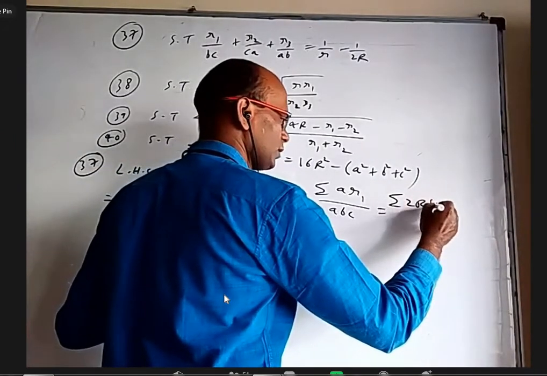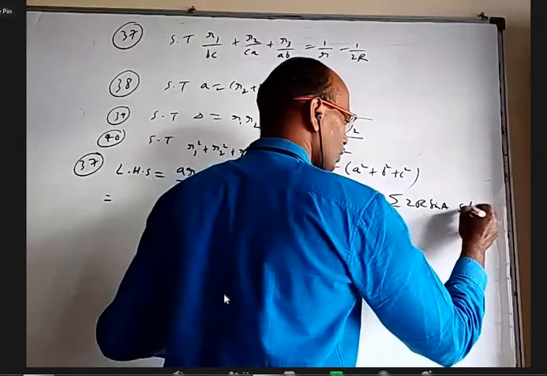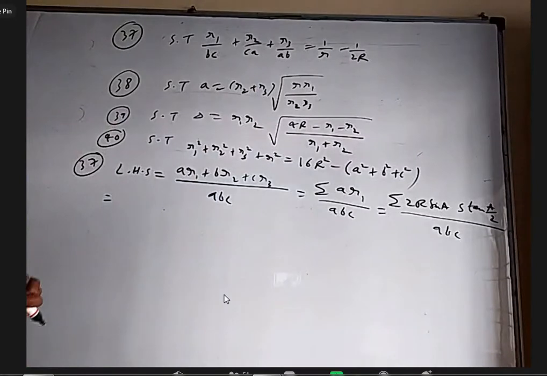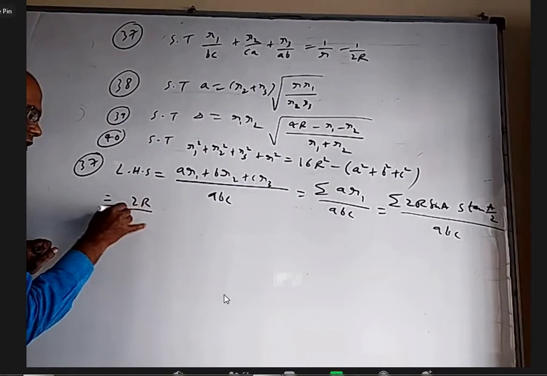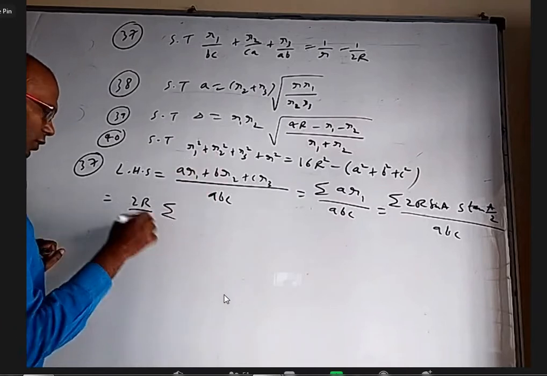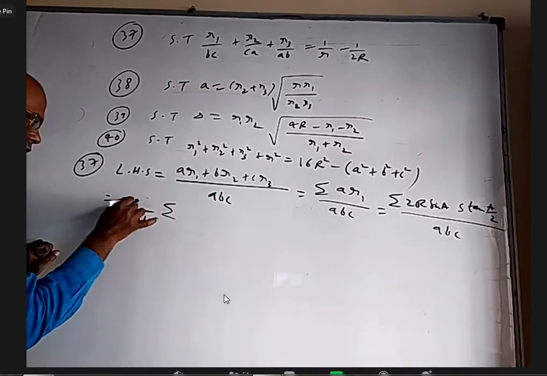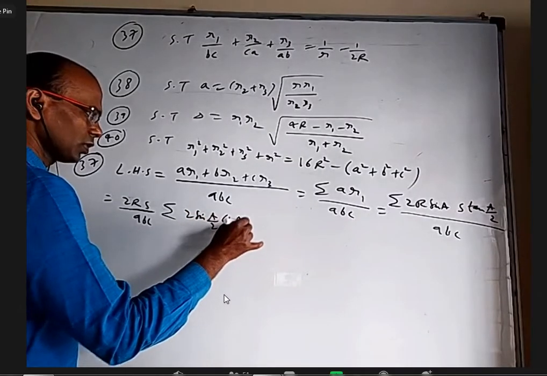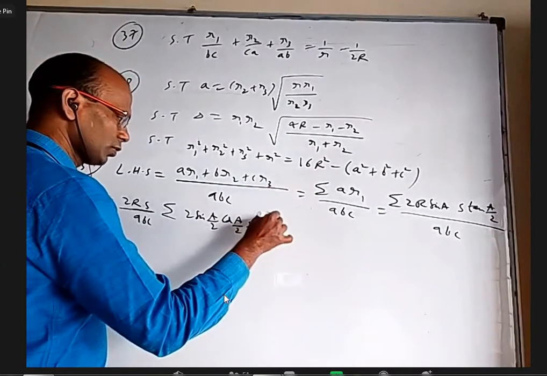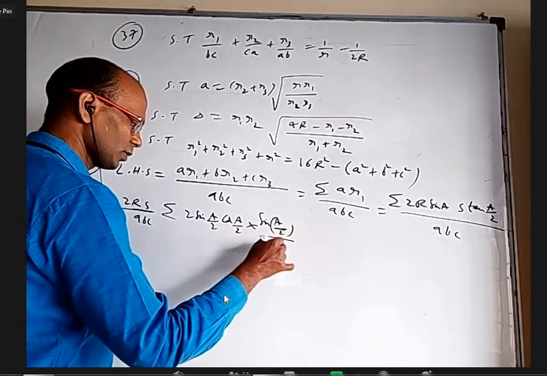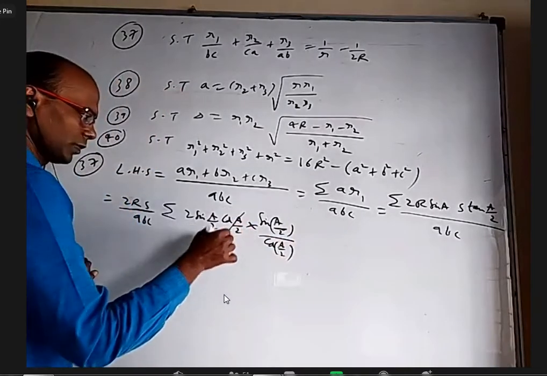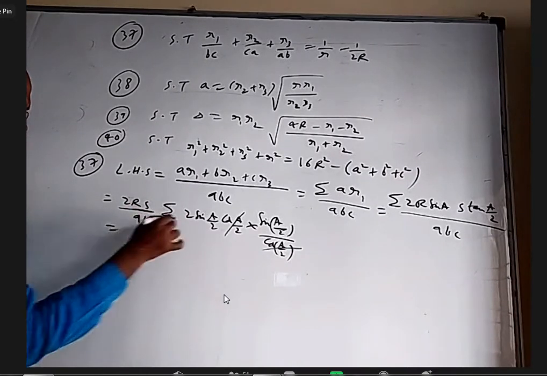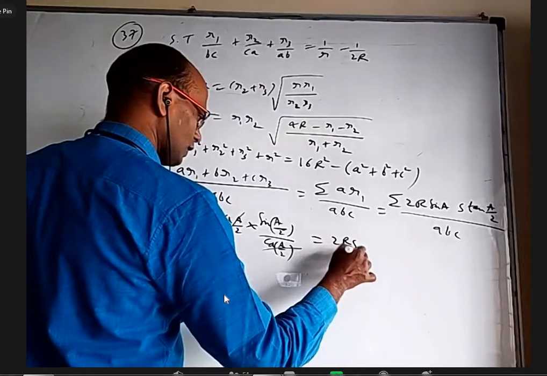a I am going to write as 2R sin A. r1 I am going to write as S tan A/2. I can take 2R common and abc outside. Sigma sin A, and 2RS I can take common. Sin A I am going to write as 2 sin A/2 cos A/2. Tan A/2 I am going to write as sin A/2 by cos A/2. This cos A/2 and this cos A/2 will cancel. Bring this 2 also here, I'll leave it. 2RS by abc.